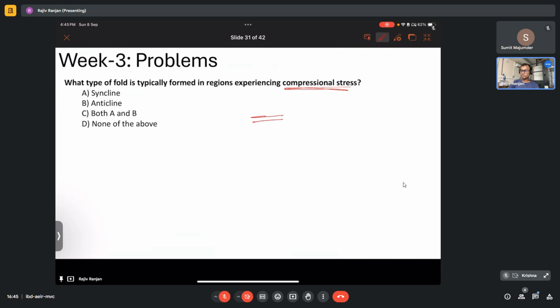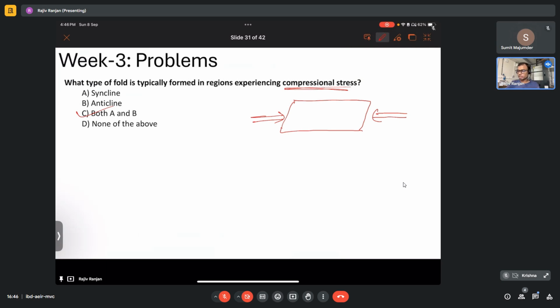Compressional stress means, suppose you have a layer. What do you think? What type of fold will form? Anticline, syncline, both, right? It can form both types of fold, right? It is possible to form syncline and anticline also.